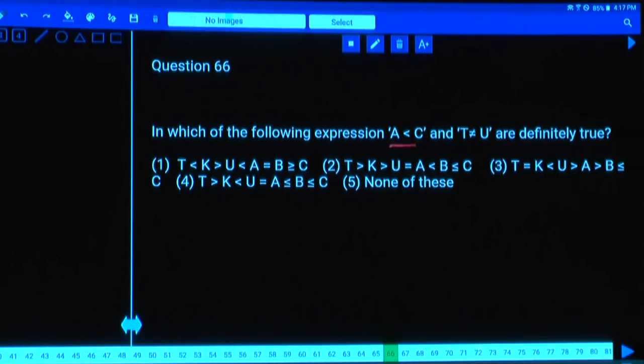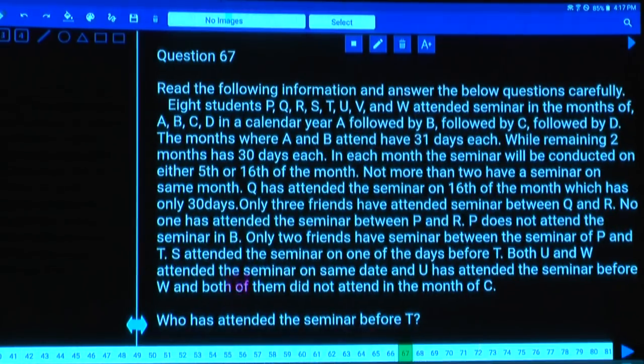Now, A lesser than C. In the first one, A greater than or equals to C is true. Hence, A lesser than C is false. And in the next one, A lesser than C is definitely true. And what is the relation between T and U? T greater than U is true. As T greater than U is true, T not equals to E is definitely true, because T is greater than U. Hence, choice 2 is the answer. Question number 66, it is choice 2. Then 67 onwards.